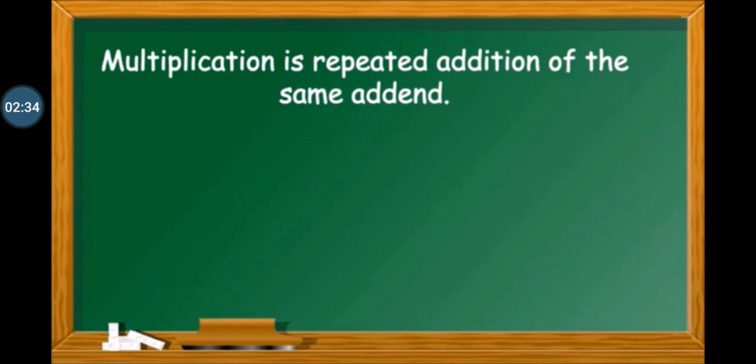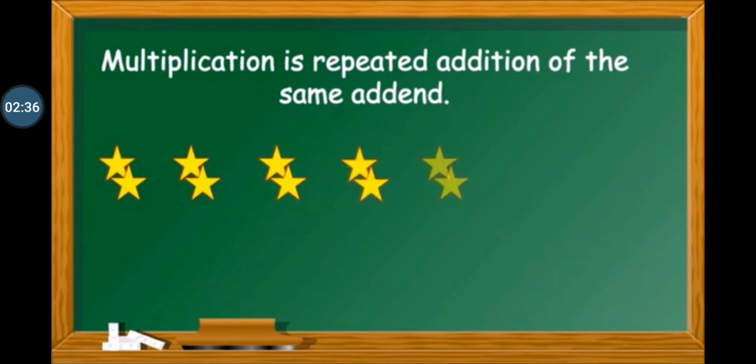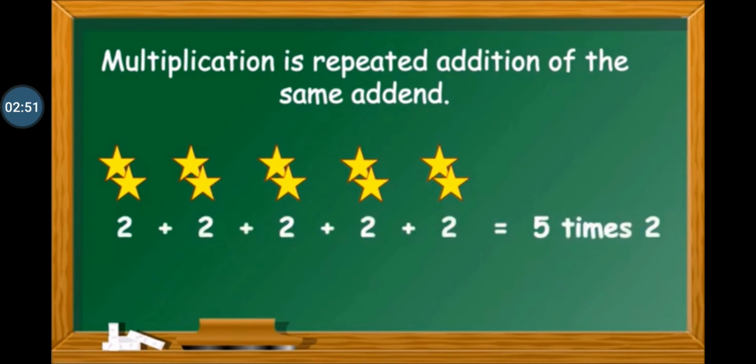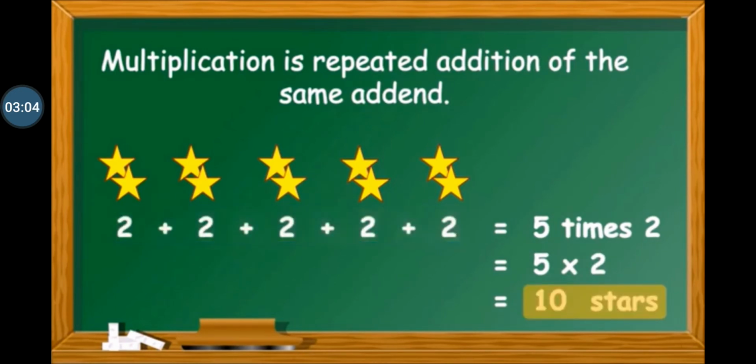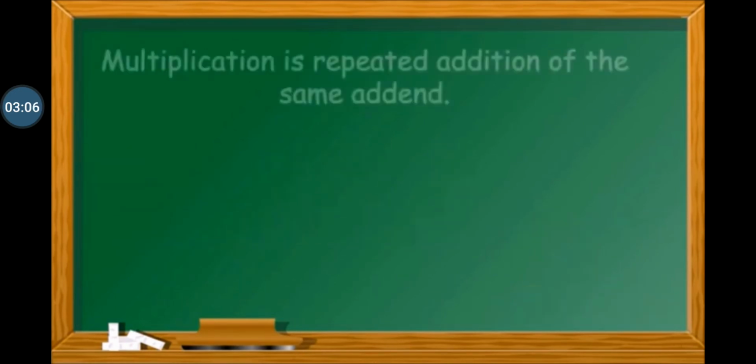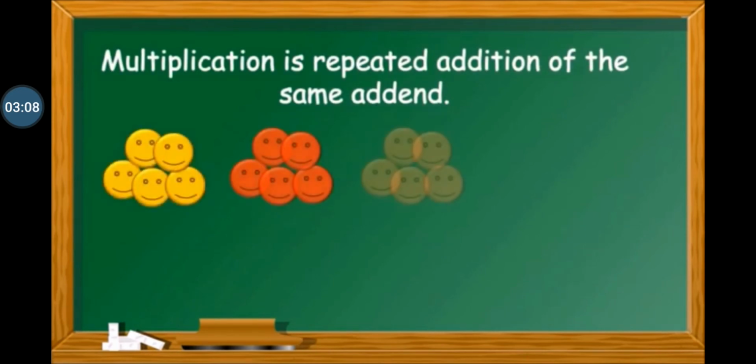So for that, let's have one more example. Here you can see that we have 5 sets of stars and in each set we have 2 stars. So when we add, it means this is the repeated addition of 2, and we are adding 2 five times. So 5 multiplied by 2 is equal to 10 stars. Either we add 2 five times or we multiply, we get 10.